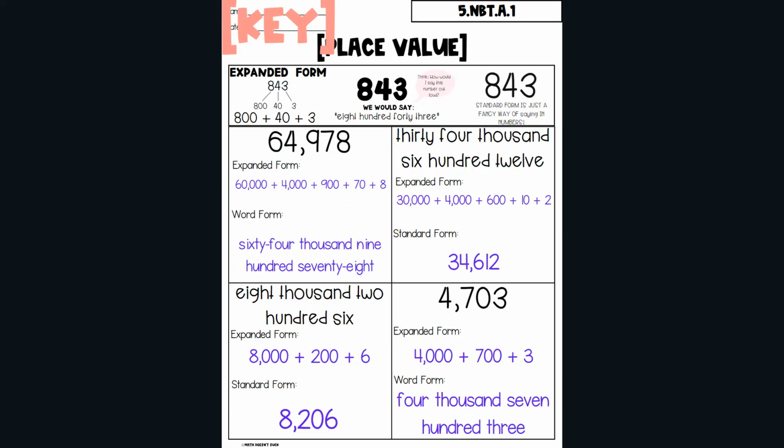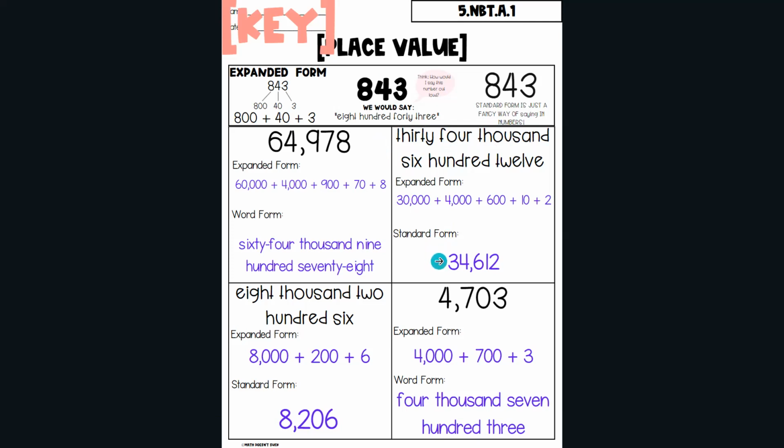Second, when we're given the word form, we're asked for expanded and standard. I always start with the standard form if I'm given the word form because I feel that it makes expanded form easier. So we're starting with 34,612. We know that this thousand tells us where to put the comma. So before thousand, we have 34. After thousand, we have 612. It looks like this in standard form, 34, comma, 612.